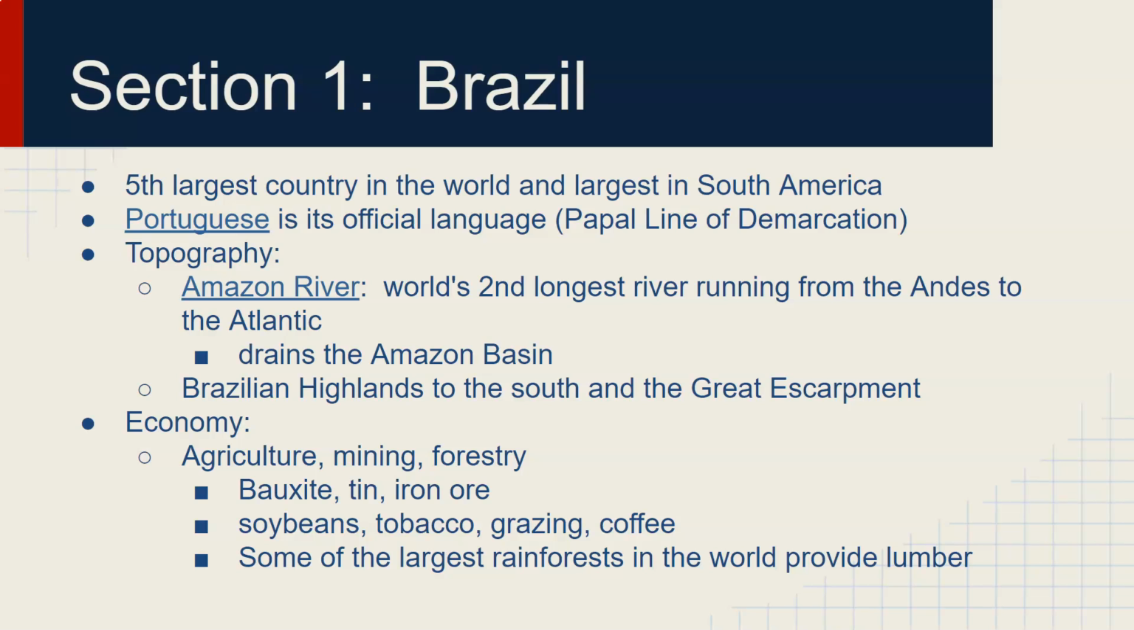Certainly you'll see bauxite, and you might recall that from our discussions on Jamaica. That's the material that goes into making aluminum. You'll also see tin and iron ore, soybeans, tobacco, grazing for cattle, coffee, and then, of course, some of the largest rainforests in the world, which provide a tremendous amount of lumber for the world, but also are home to some of the most unique animals in the world.